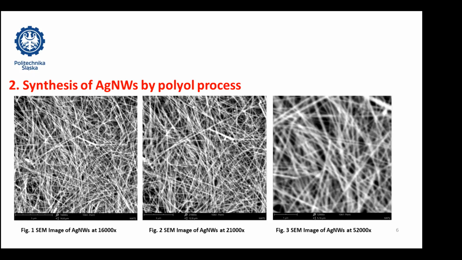Second step is synthesis of silver nanowires by polyol process. First of all, a little bit of definition of what the polyol process is. Basically, polyol process is a process for synthesizing metallic nanowires by the reduction of a metallic salt in an alpha diol, which can be ethylene glycol or propylene glycol. So this is a small definition of polyol. In our case, we used ethylene glycol.